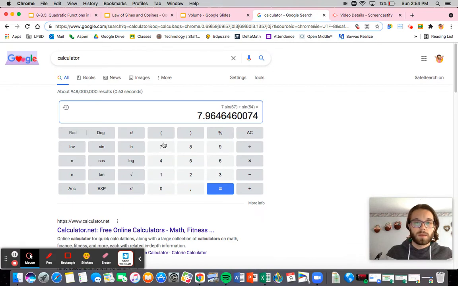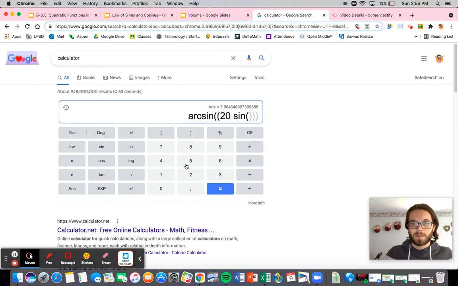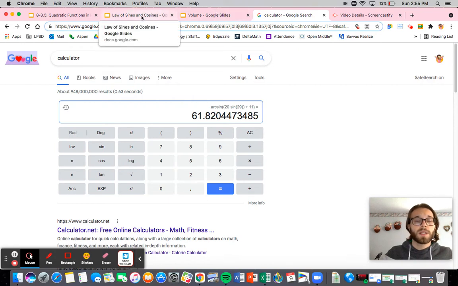Okay? So inverse sine of 20 sine of, I already forgot the number, 29, divided by 11. All right? So you do get as an answer here 61.8.